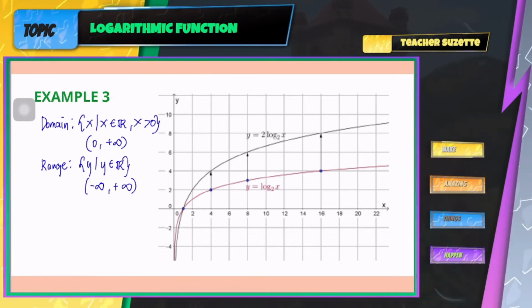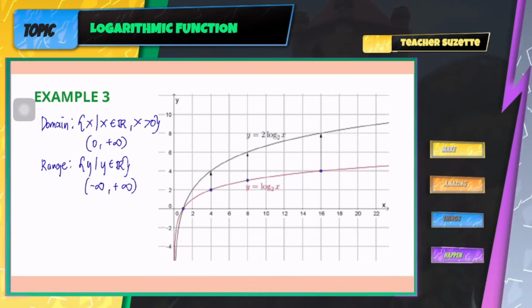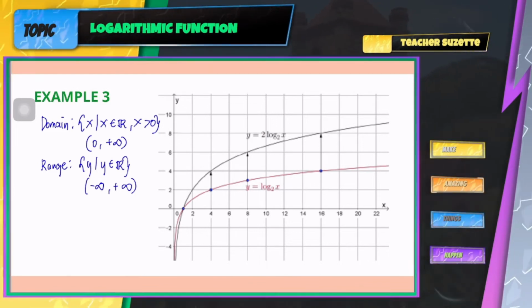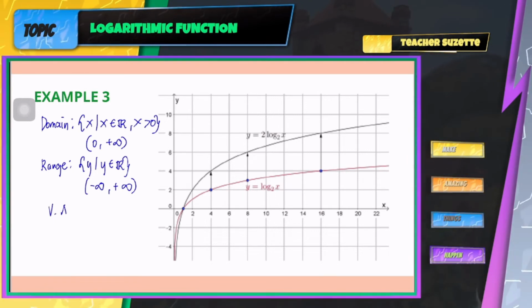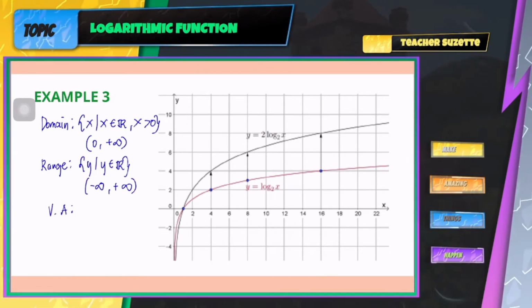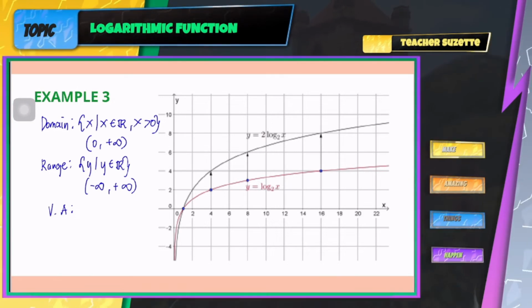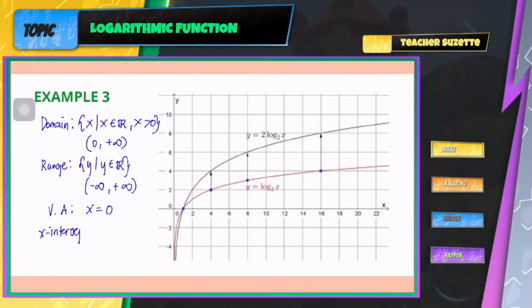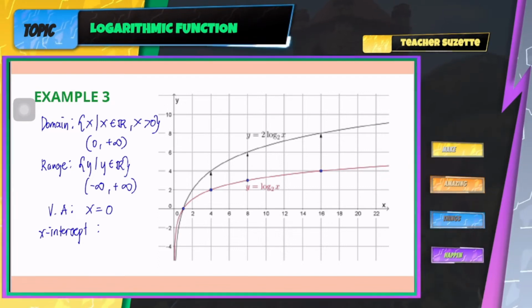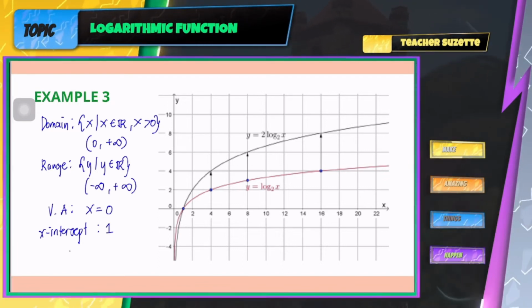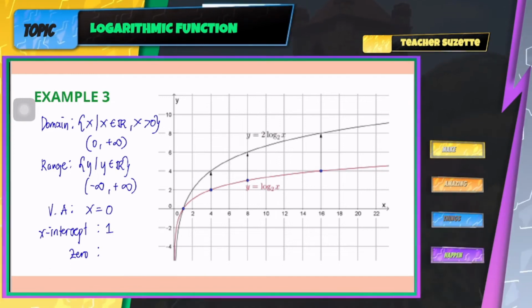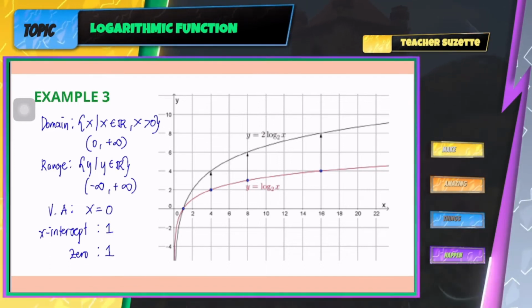Next, for our asymptote. A while ago, wala tayong horizontal asymptote. So, therefore, automatic, punta na po tayo sa ating vertical asymptote. Upon examining our graph, obviously, our vertical asymptote is x is equal to 0 or yung ating y-axis. And, upon checking also our graph, our x-intercept is obviously equal to 1. And with that also, we can conclude that our zero is 1.